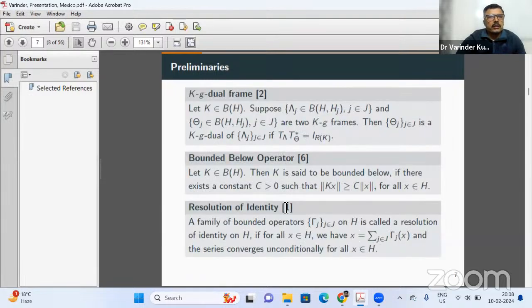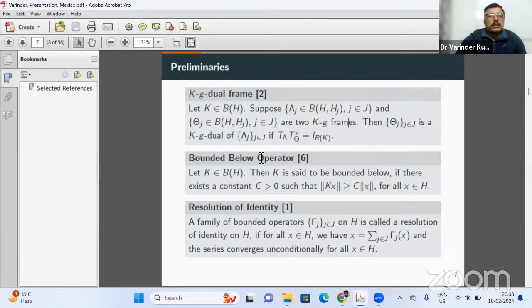Okay. Then we have KG dual frames. If {lambda_j} is a KG frame and {theta_j} is another KG frame, then {theta_j} is called a KG dual of {lambda_j} if T_lambda T_theta star comes out to be the identity on the range of K.